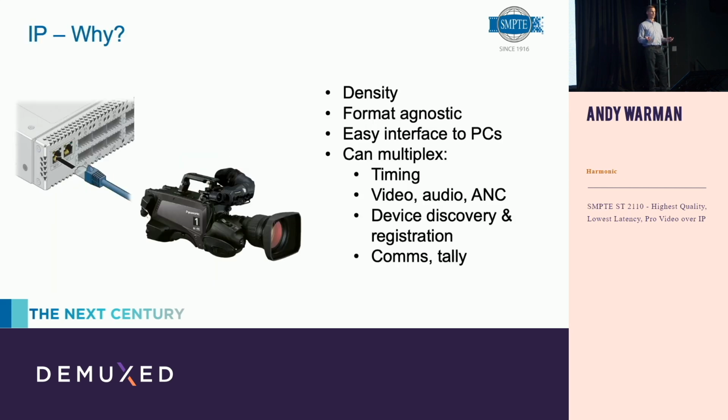So why do we want to go to IP? Well, IP has got some definite advantages over the SDI infrastructure. First of all is density. We'll talk a bit more about that shortly. It's also format agnostic. It doesn't really care what content or formats of content you put on it, which is very different from SDI, which is very rigid about what it will carry. It's also very easy to integrate with PCs, so we can have more software-based solutions. And you can multiplex lots of different signals together. So things like timing information, video, audio, and data, the way that we can find devices that get attached to networks, carrying things like real-time audio so that different people working in studios can talk to each other, and tally lights, which tell a presenter which camera to look at in a studio.